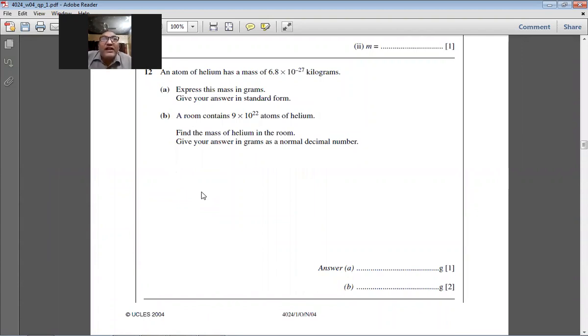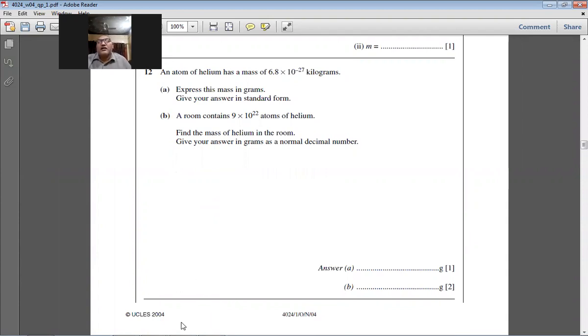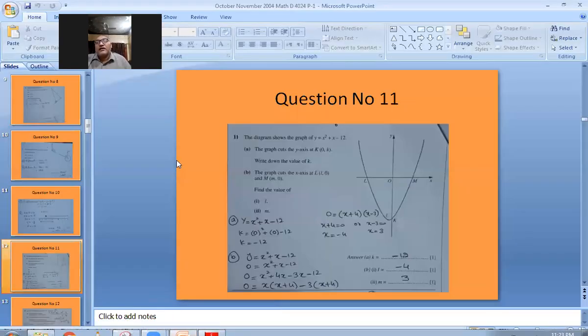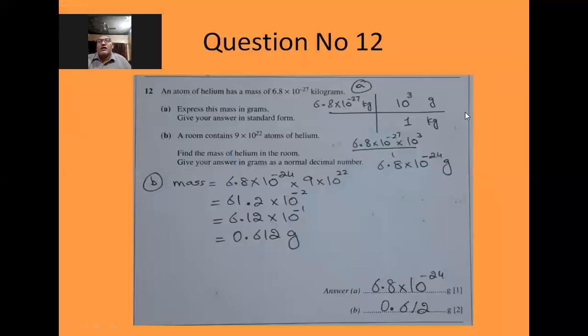An atom of helium has a mass of 6.8 exponent minus 27 kilogram. Express this mass in grams. Give your answer in standard form. So let me show you my technique. Express the mass in grams. Give your answer in the standard form.